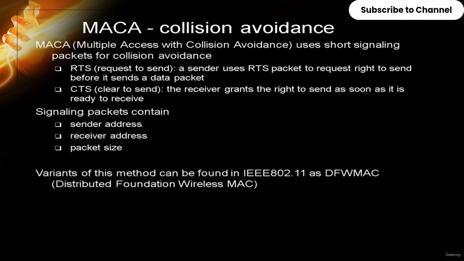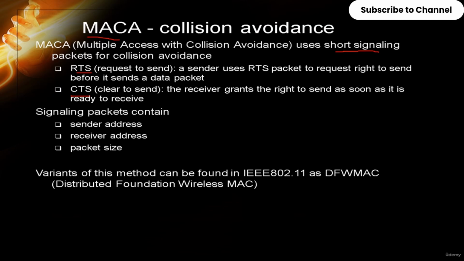Then in MACA we saw four problems, that is near and far terminal, exposed and hidden terminal. How these are avoided is with the help of RTS and CTS frames. MACA is a multiple access collision avoidance scheme, which uses short signaling packets for collision avoidance. So what are these short signaling packets? They are RTS and CTS packets.